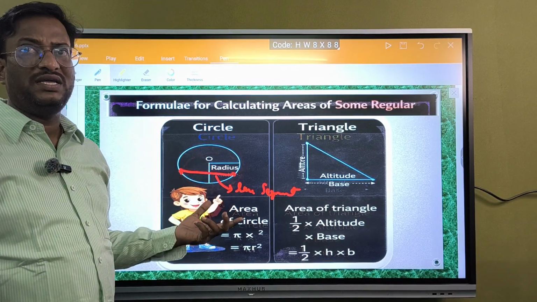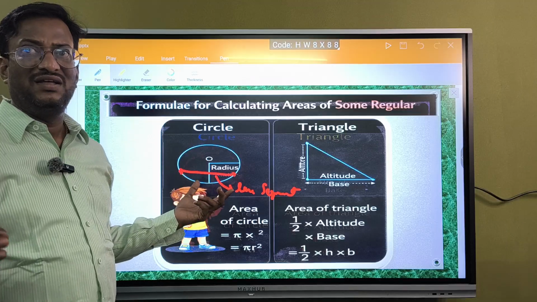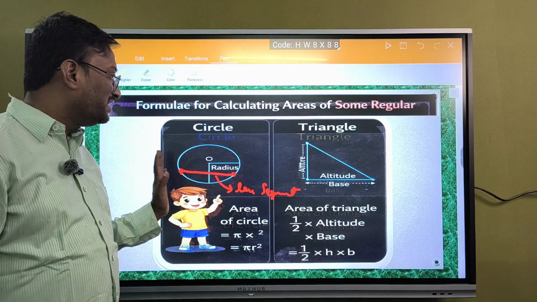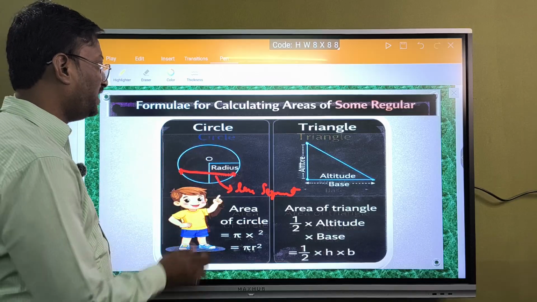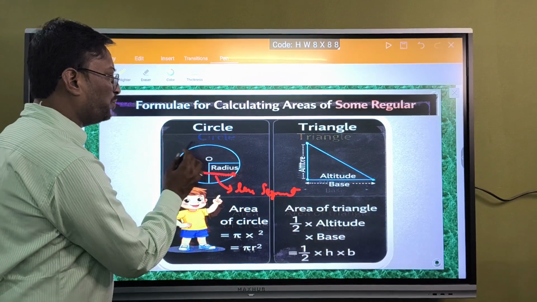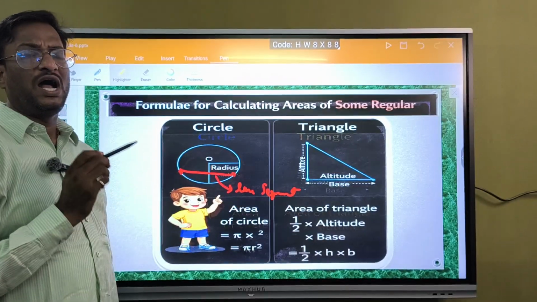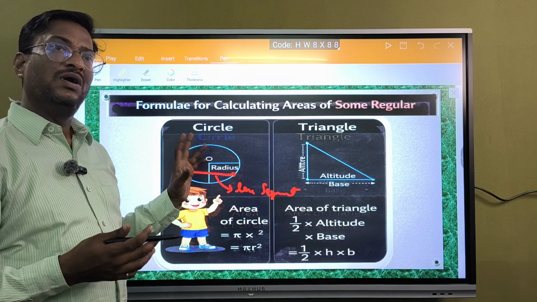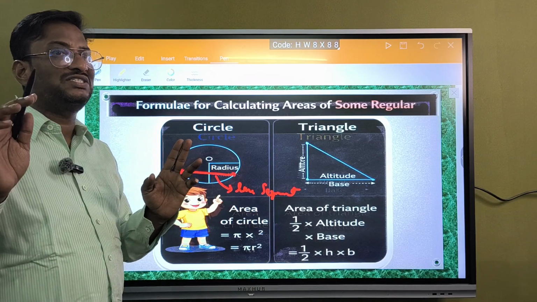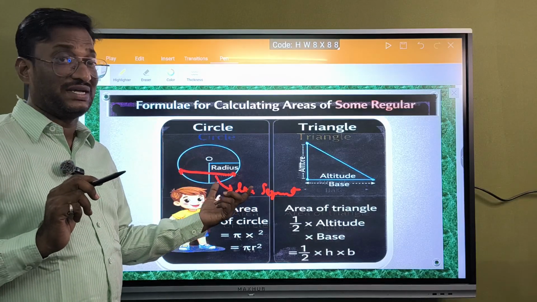So what is a chord here? A chord is a straight line segment connecting any 2 points on the circle. You take this point and this point, any 2 points on the circle you choose, and you draw a straight line between those 2 points, then that will become a chord. And that line between those 2 points we call a line segment.